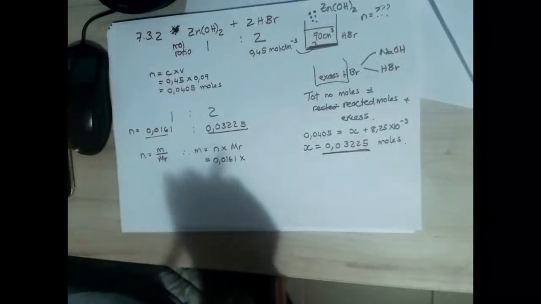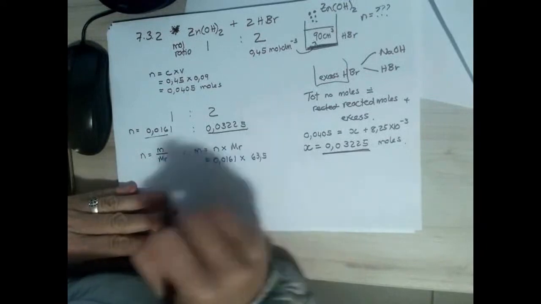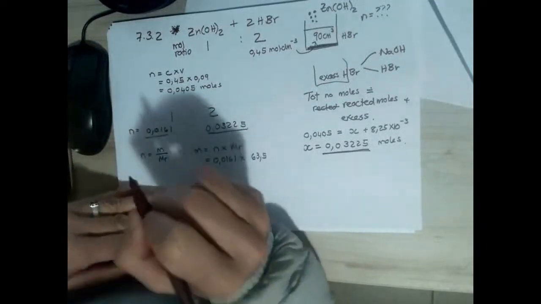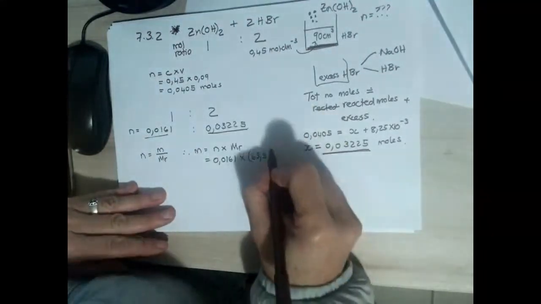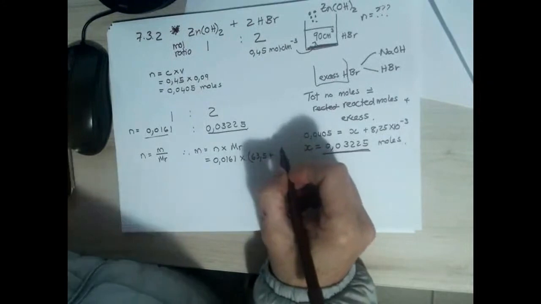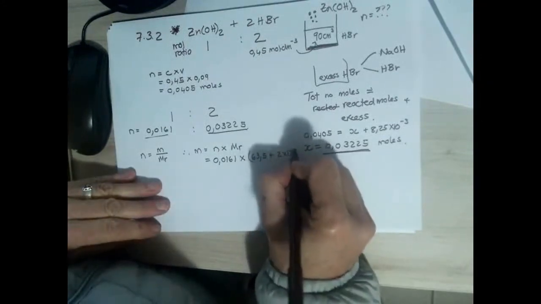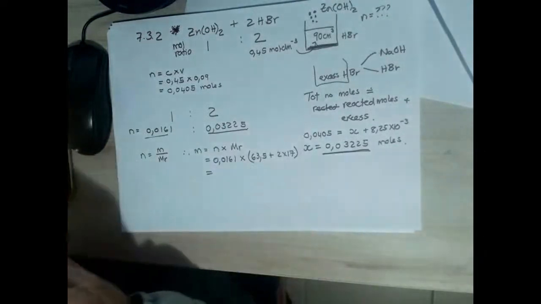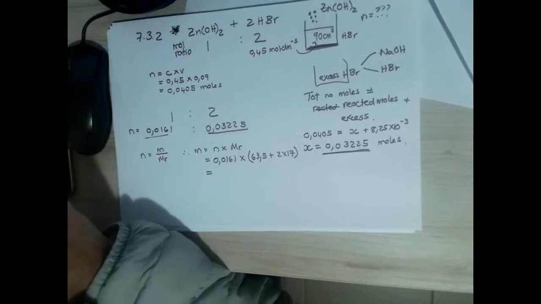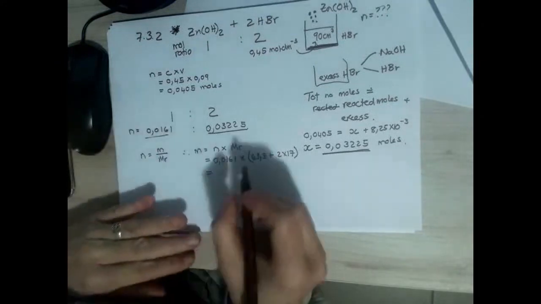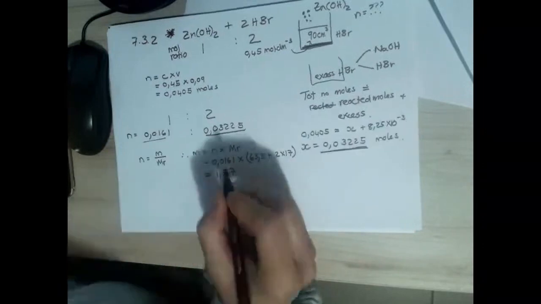I can figure out the molar mass of my zinc hydroxide. I just need a periodic table. I think zinc is 63.5. I don't have one with me, so just double check. Plus, I need to add to that 2 of my OHs. Oxygen has a molar mass of 16. Hydrogen has a molar mass of 1. So that's 2 times 17. And when I put that into my calculator, 0.0161 times 63.5 plus 34, I am going to get a mass of 1.57. Let me just double check that.